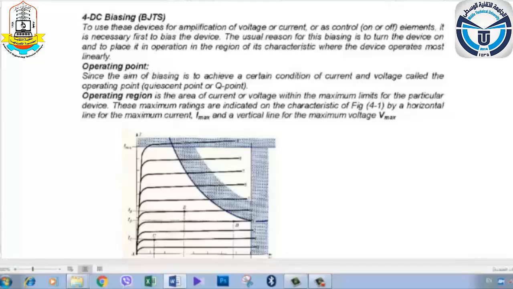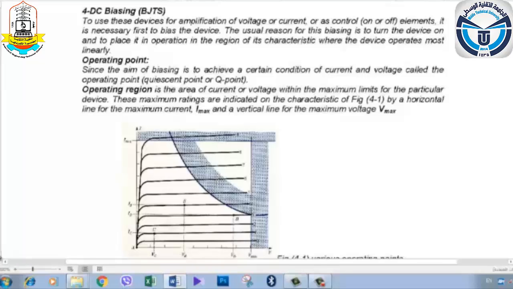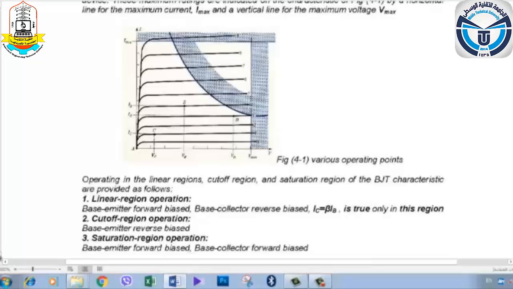So the operating regions for the transistor output characteristic curve, as we can see, there are three operating regions: the linear region, the cutoff region, and the saturation region. The most important region, where the transistor operates linearly, is the linear region, where the base emitter is forward biased and the base collector is reverse biased. As we can see, there is a limit for this region: the I maximum and V maximum. These are the maximum limits for operation of the transistor in the linear region. After these values, the transistor will operate in another region.